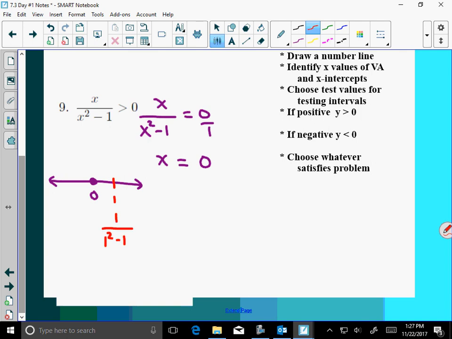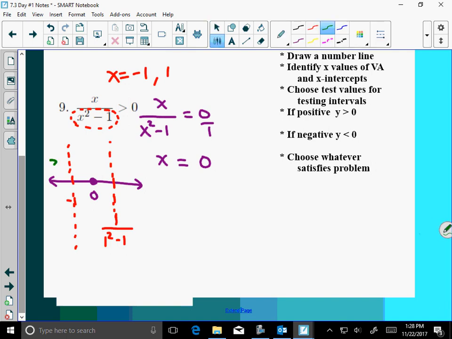Uh-oh, we got a problem. What did we not do at the beginning? We didn't look for the gaps in the domain, right? X can't equal -1 or 1. So I actually have asymptotes at 1 and at -1. So the number of intervals you have to now test goes from 2 to 4.